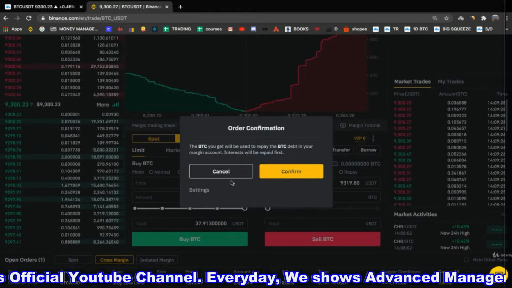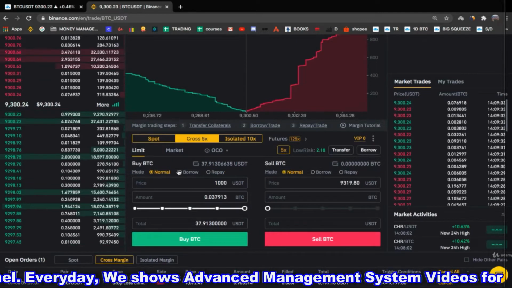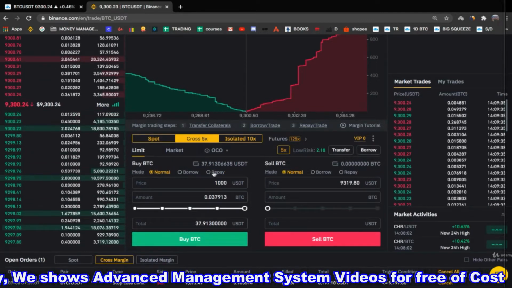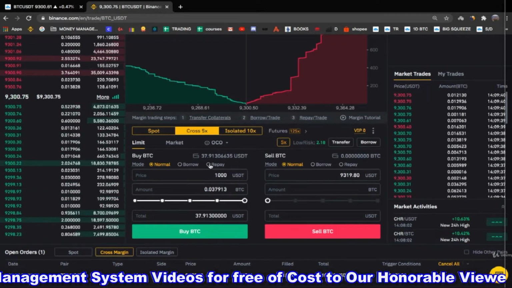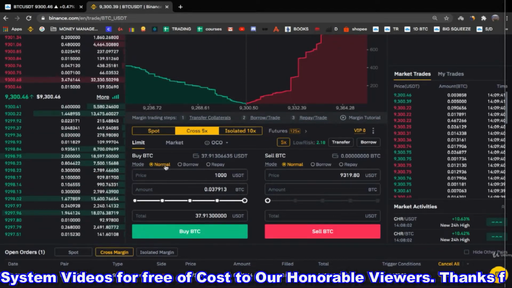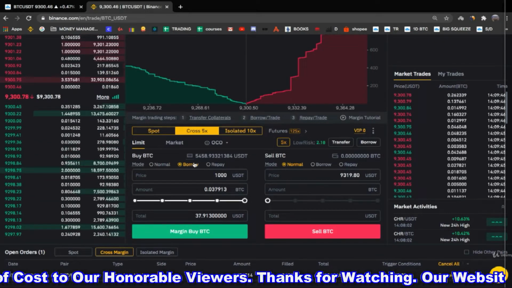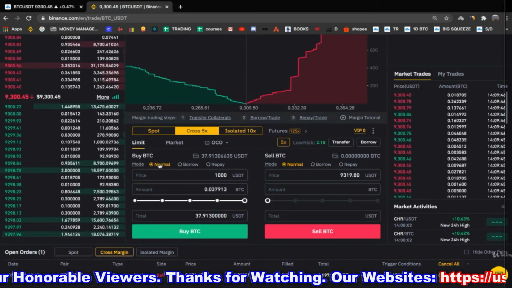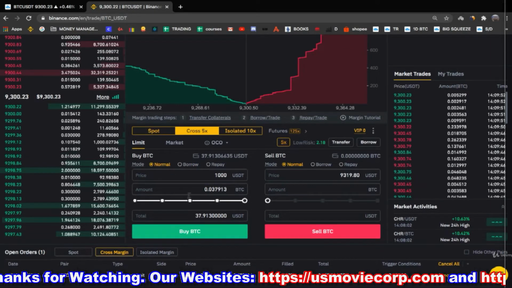Basically, we have to go now. The mode is important here, so click on the normal mode, because we were in the repay mode. You have to be careful mostly with the borrow mode, because sometimes you can be in the borrow mode and buy more than you like, right? So in the normal mode you have to be aware of what mode you are in.